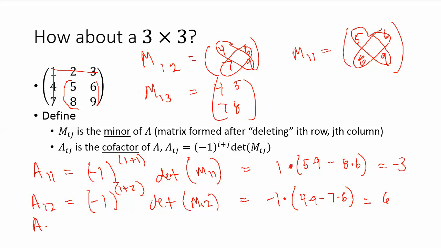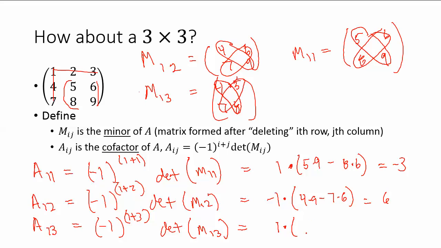And finally, I'm going to show the computation of A13, which is negative 1 to the 1 plus 3 power, the sum of the indices of where that component is, times the determinant of M13. Negative 1 to the 4th power is positive 1, times the determinant of M13, which is 4 times 8 minus 5 times 7. That's 32 minus 35, which is negative 3, so I get negative 3. Those are some of the cofactors.